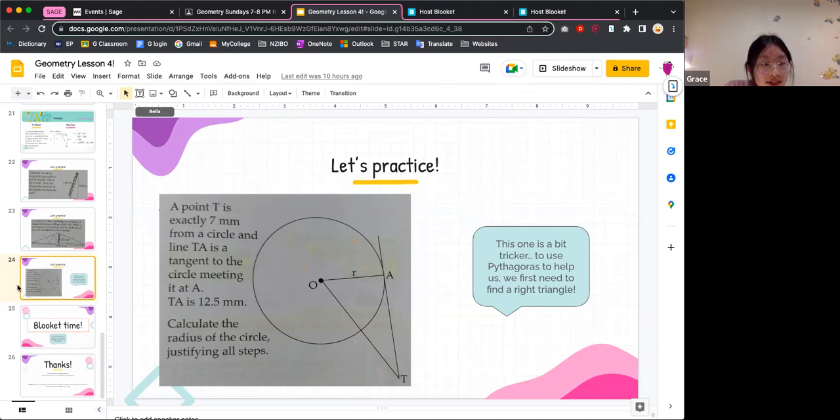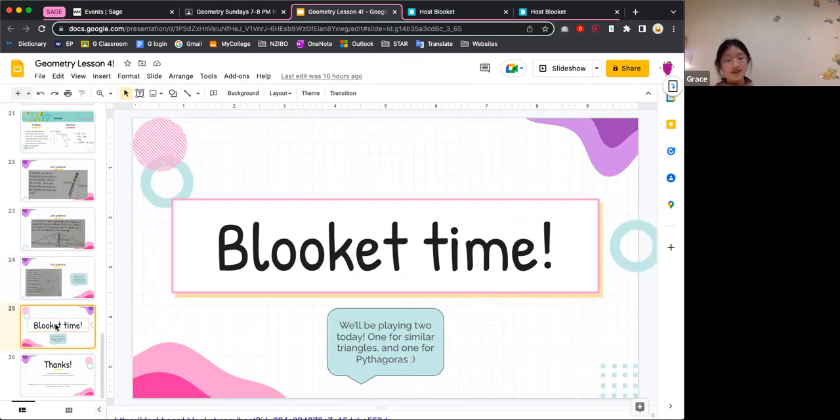Let's do some booklet now. So I've got 2 lined up today. We'll start off with this similar triangle.